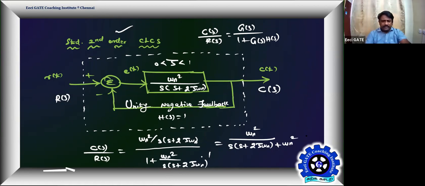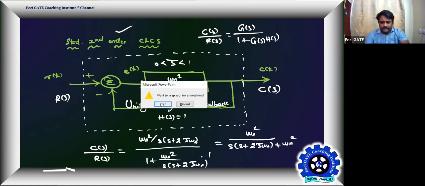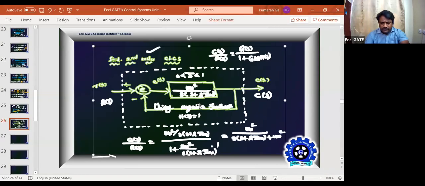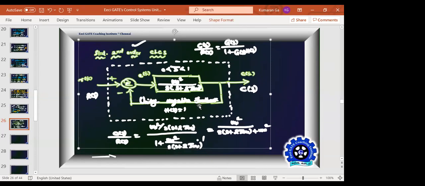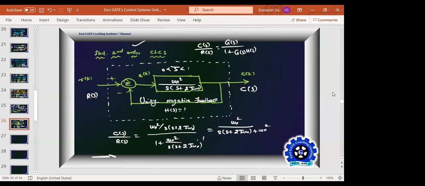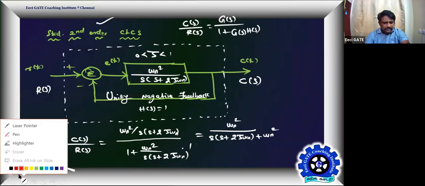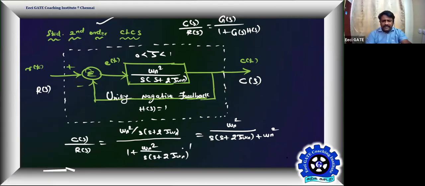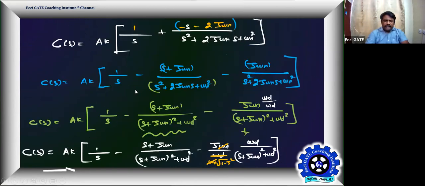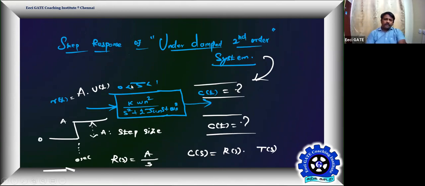Is it clear to everyone? Yes, sir. Expand your denominator. Finally, expand your denominator. Then if you expand it, it becomes omega n square by s square plus 2 zeta omega n s plus omega n square. Now it is resembling this only. It is resembling this only. Correct?